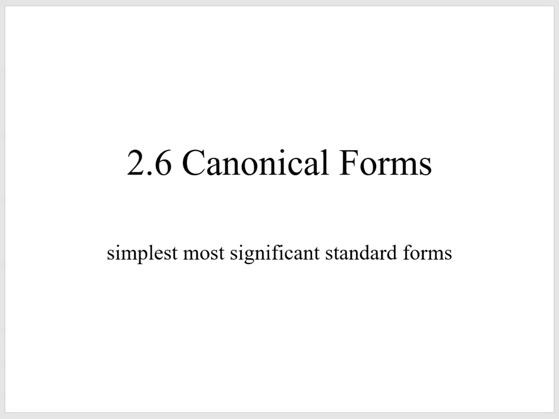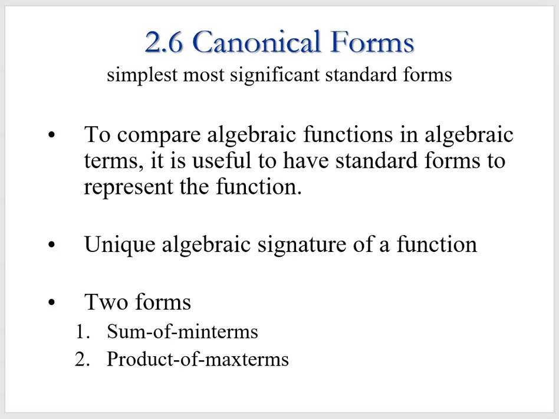Let's look at canonical forms for our algebraic Boolean functions. Canonical forms means it's the simplest, most significant standard forms that we have. They're not necessarily simplified. We've looked at simplifying using our Boolean algebra postulates. They're not necessarily simplified, but they're easy to compare. So if we want to compare algebraic functions, it's nice if they have the same form. So they are a unique algebraic signature to the function, and there are two canonical forms.